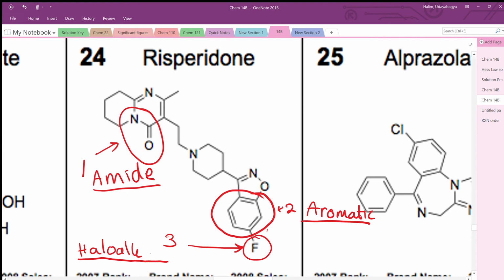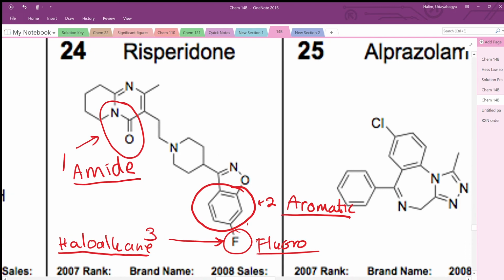Now let's just do alkane. And if you put down fluoro, it's also fine. You find, for example, Teflon is basically fluorinated carbons. That's why everything else doesn't stick to it.